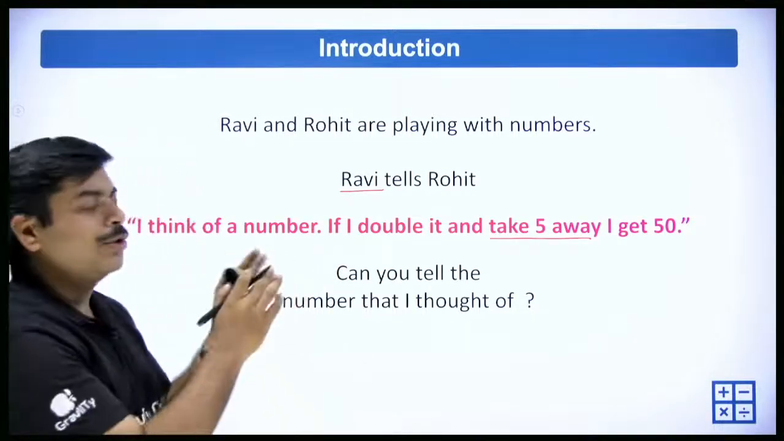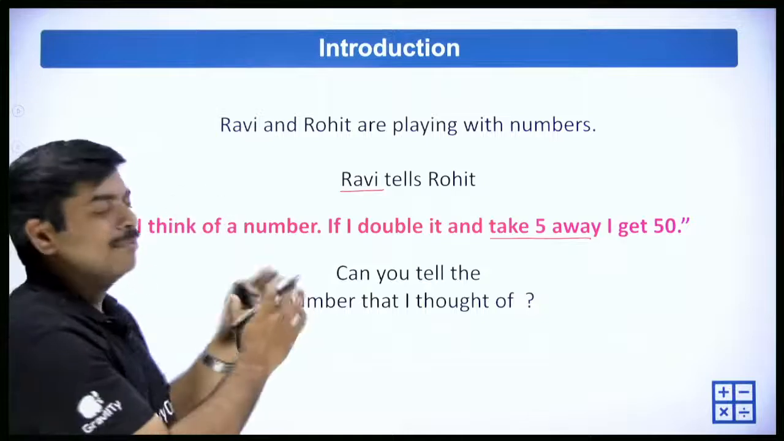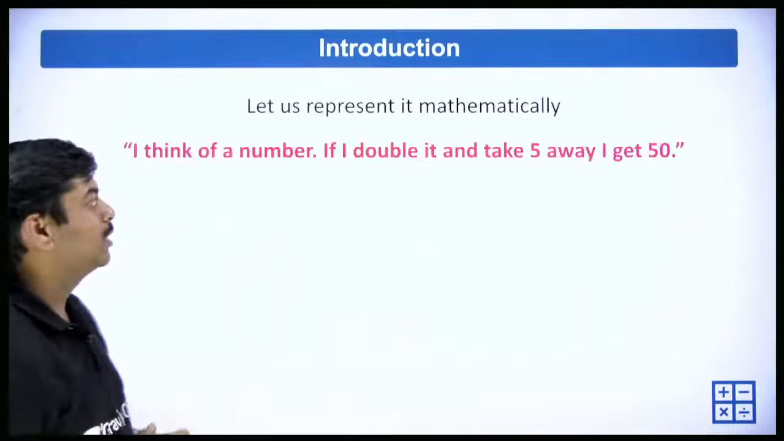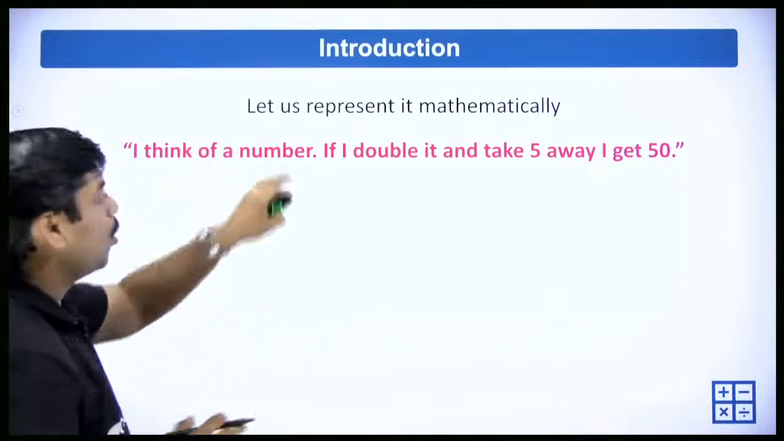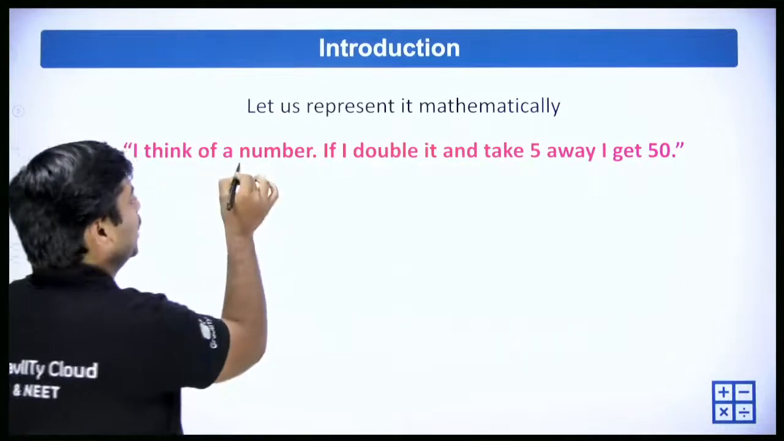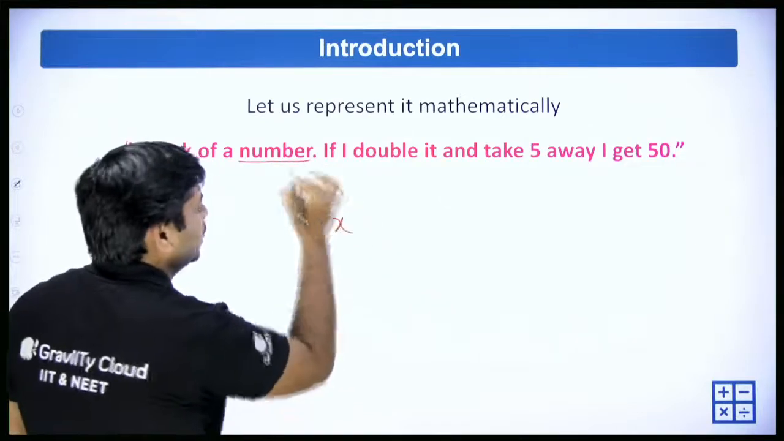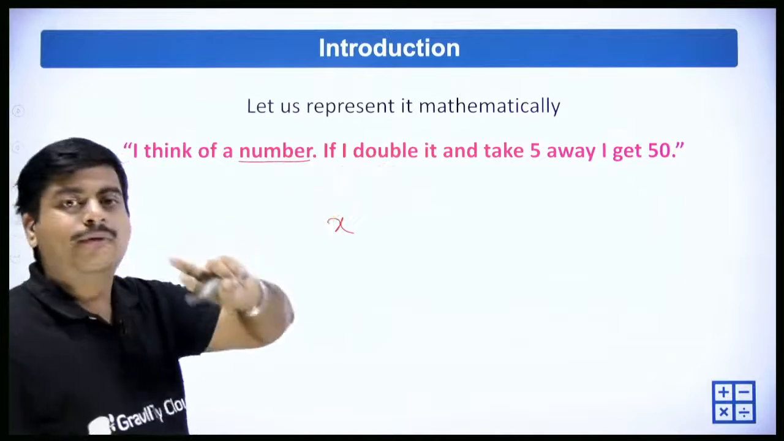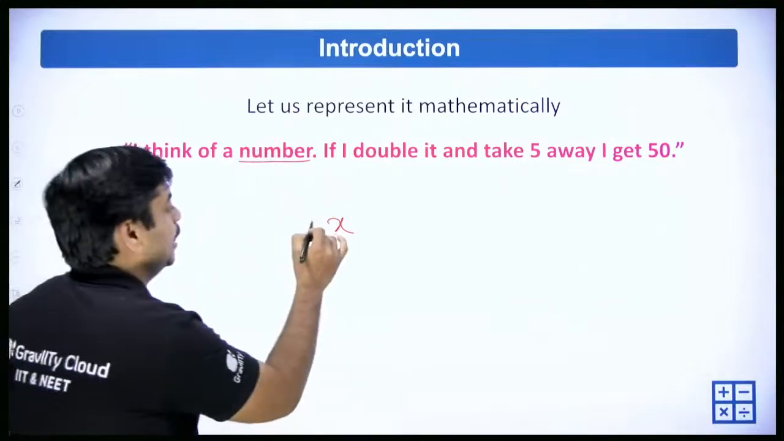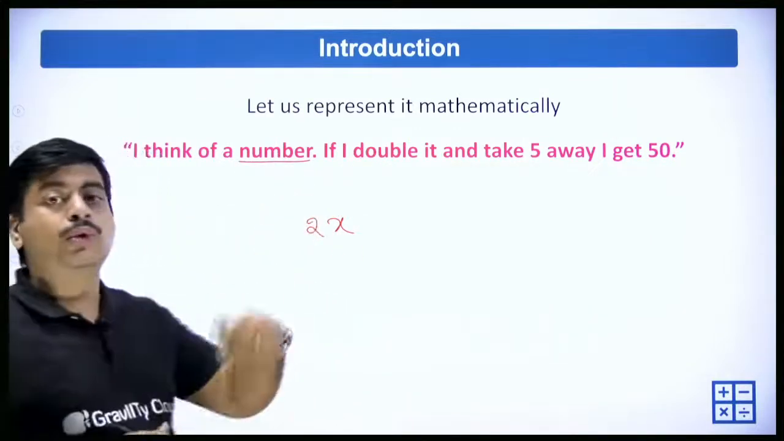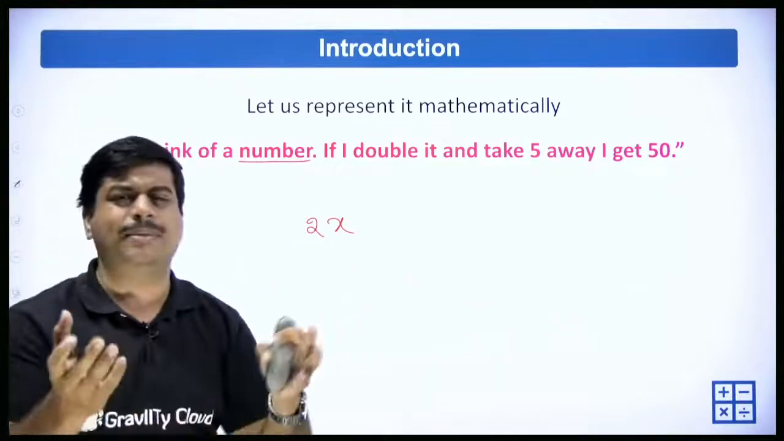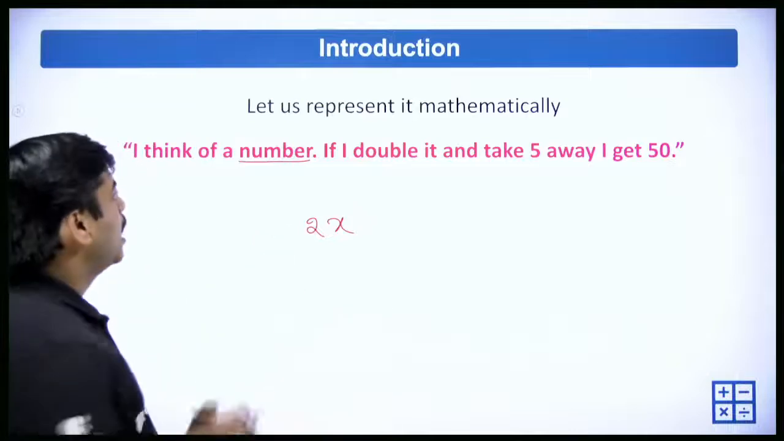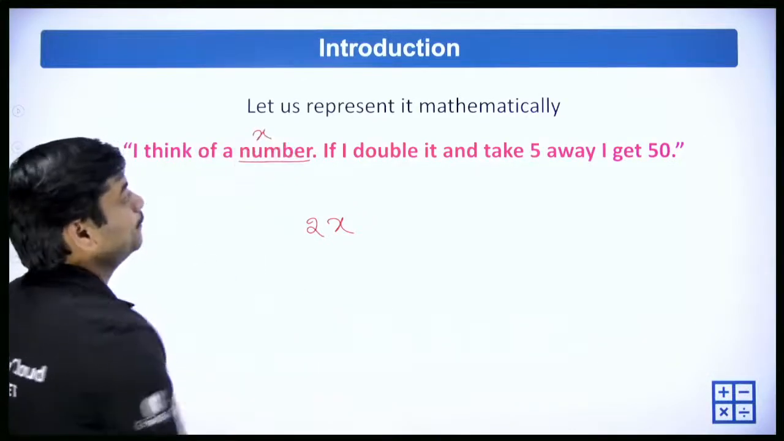So first of all, let us try to represent the same given data using mathematical terms, mathematical expressions. I think of a number, so let us take that number as x. If I double it, we are multiplying with 2. Double means we are multiplying with 2. 2 into x is 2x. Simple algebra. 2 into the number x is 2x, as we are assuming the number as x.